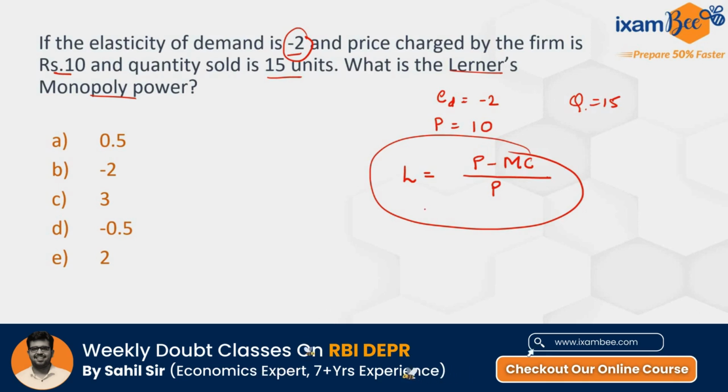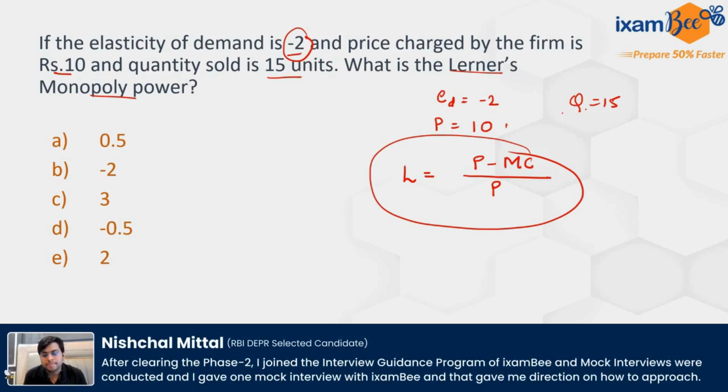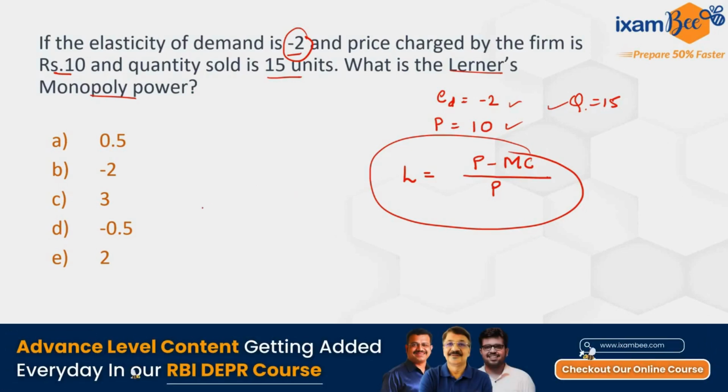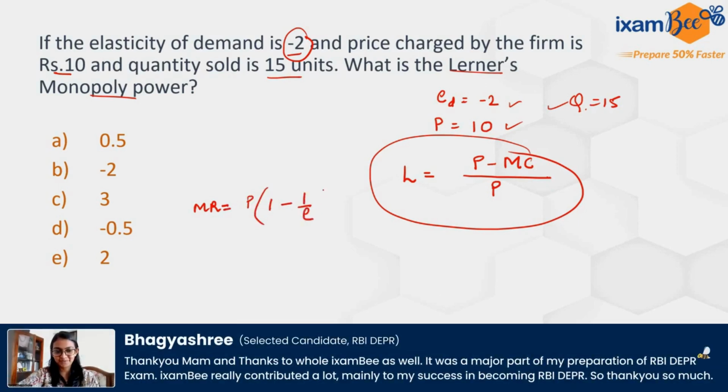Now, if you look at this question, what I wanted to highlight is that you do not know the marginal cost. Only price, the quantity sold and the elasticity of demand are given to you. So how are you going to calculate the Lerner's index of monopoly power? For this, remember this relationship between the marginal revenue and the price. The relationship was that the marginal revenue is equal to price times 1 minus 1 upon elasticity of demand.